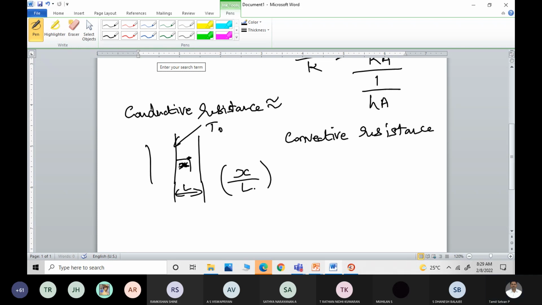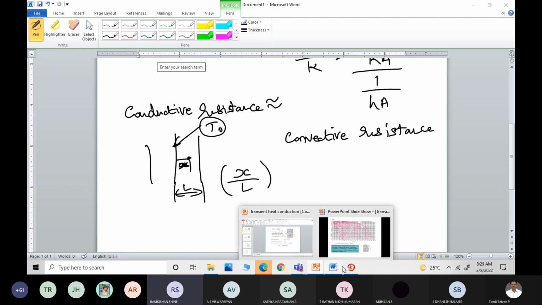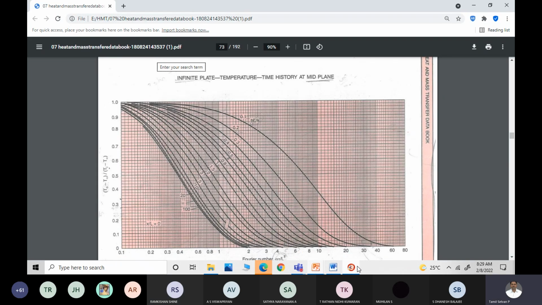So you will be asked to find the central line temperature or center plane temperature, and you will also be asked to find the temperature at a distance x from the center. Is it fine? Say yes or no. Yes, sir.